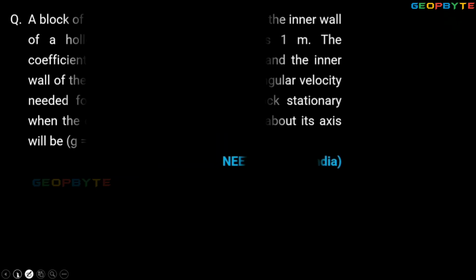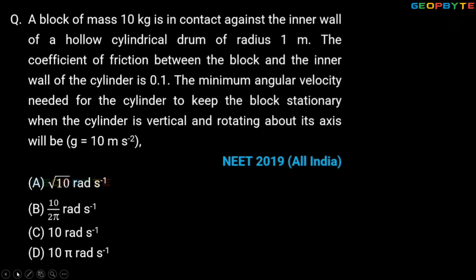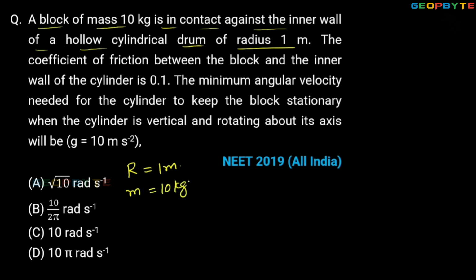Similarly, look at another important question. A block of mass 10 kg is in contact against the inner walls of a hollow cylindrical drum of radius 1 meter. Radius of the drum is given as 1 meter. Mass of the block kept in the hollow cylinder is 10 kilograms. The coefficient of friction between the block and inner walls of the cylinder is 0.1. Coefficient of friction mu equal to 0.1.